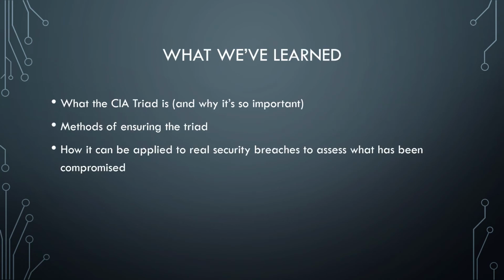So this is what we've learned. We've learned what the CIA Triad is and why it's so important, methods of ensuring the triad, and how it can be applied to real security breaches to assess what has been compromised. Next time we're moving on into more detail, ensuring the CIA Triad through a more practical demonstration. I will show you how to hash and encrypt your files, for example, so that'll be interesting.